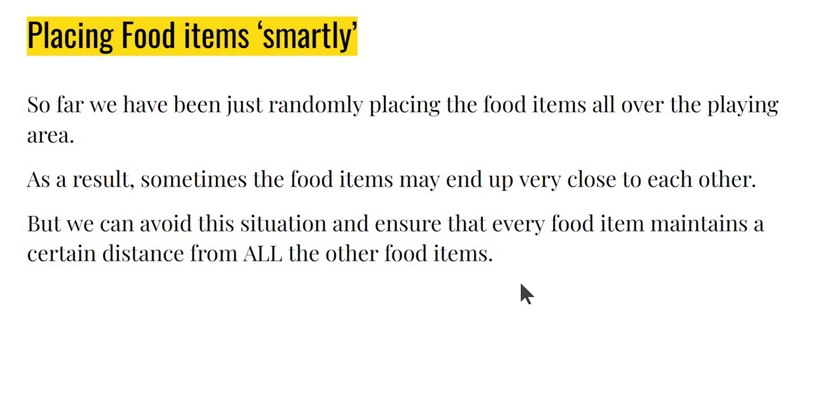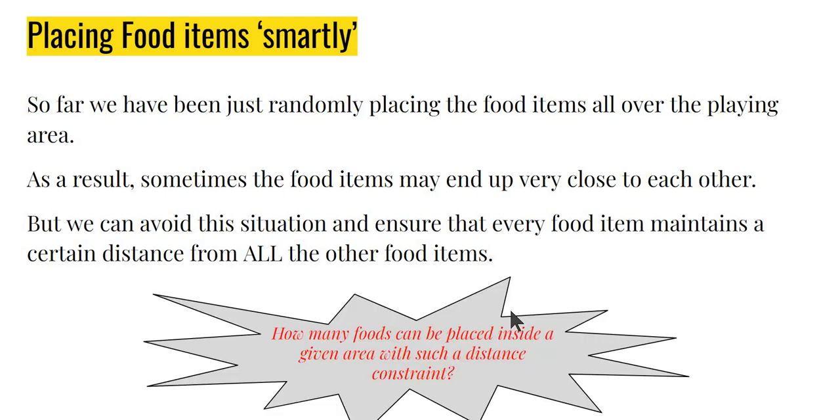Before I move forward, I want to leave you with a food for thought. How many foods can be placed inside a given area with such a distance constraint? So, for example, we have a given playing area of say 220 by 220, and let's say I want to maintain a distance of 40 around every food item that I'm placing. So, question is how many such food items can be placed, and what would be an optimal placement for this? It is a very interesting mathematical thought that you must think about. Happy to discuss. But for now, let's move forward to the code.